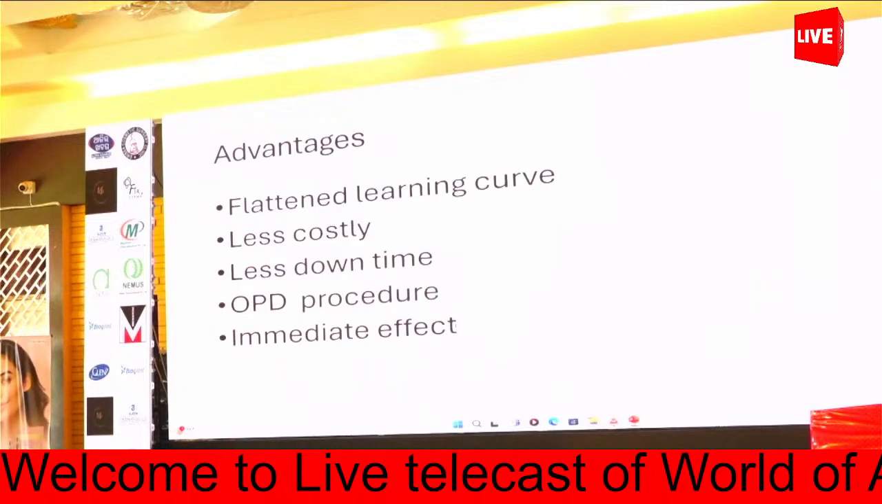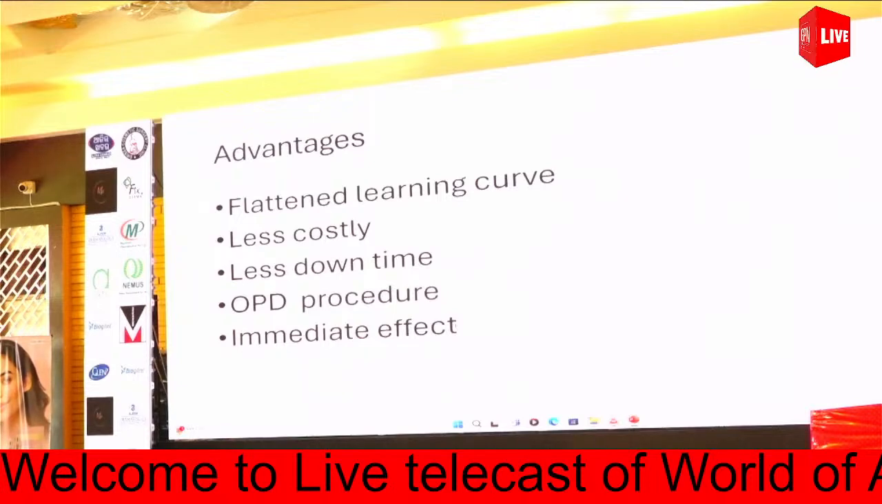What are the advantages of thread lifts? Flat learning curve. That means it is easier to learn, easy to perform, easy to replicate, and easy to get similar results again and again. It is less costly as compared to a typical surgery or facelift. It has less downtime and it is an OPD procedure.